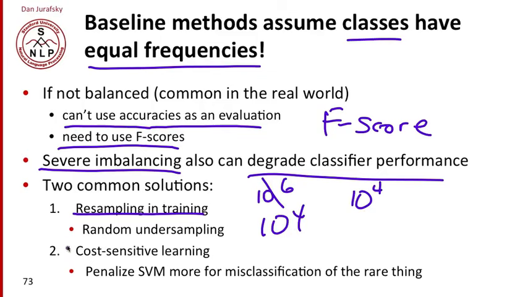Instead of resampling, we can use cost-sensitive learning. In cost-sensitive learning, we actually change the classifier, and we tell the classifier, even though you've seen a lot more of this frequent thing, penalize it for misclassifying the really rare thing. And so that'll force it to focus a little more on the rare things than on the very frequent things. So those are two things you can do to deal with the imbalanced frequency problem that often occurs in real classes.